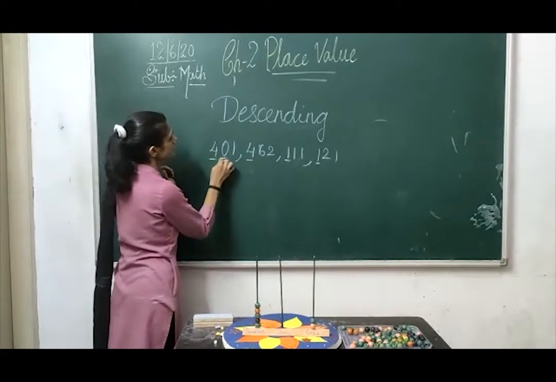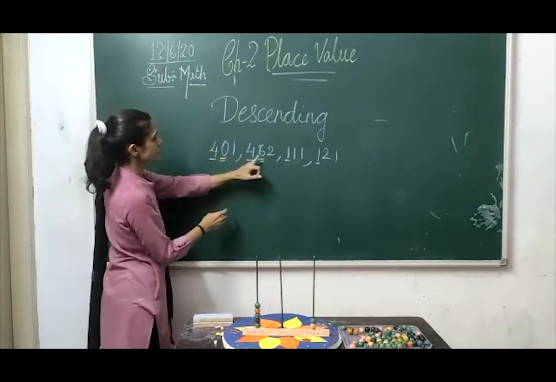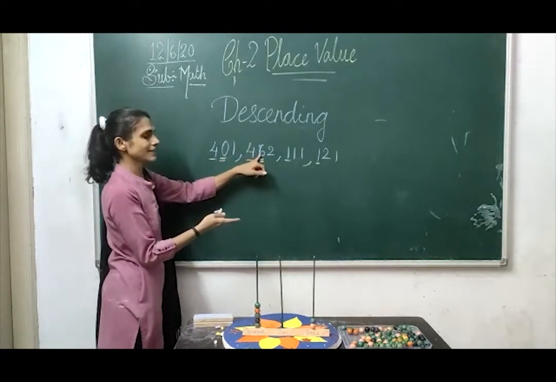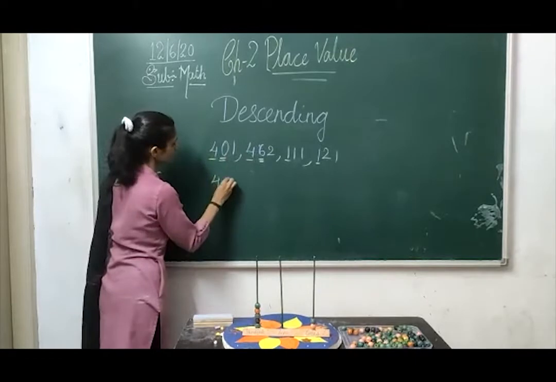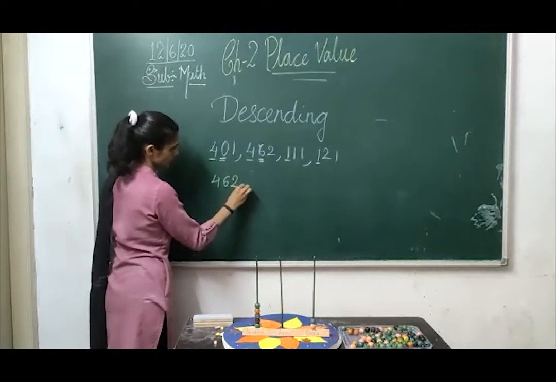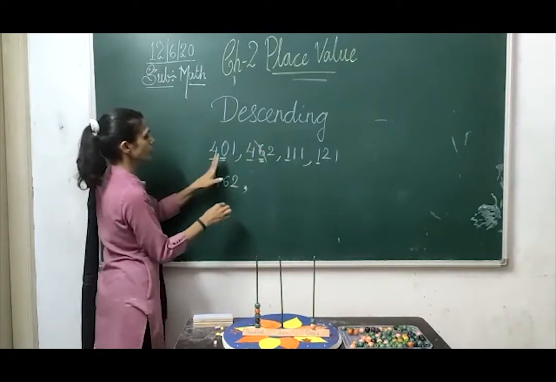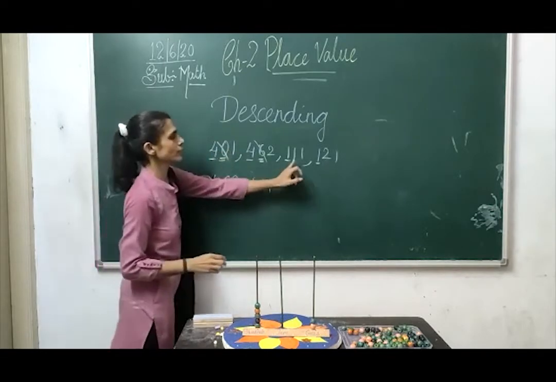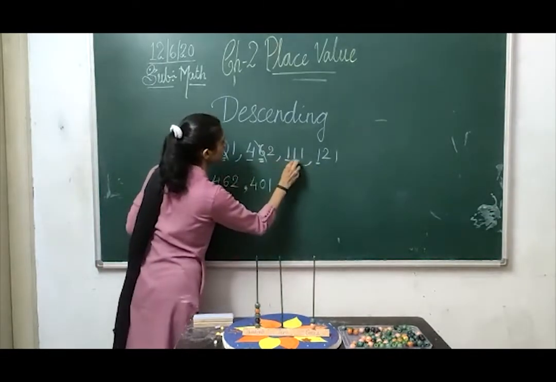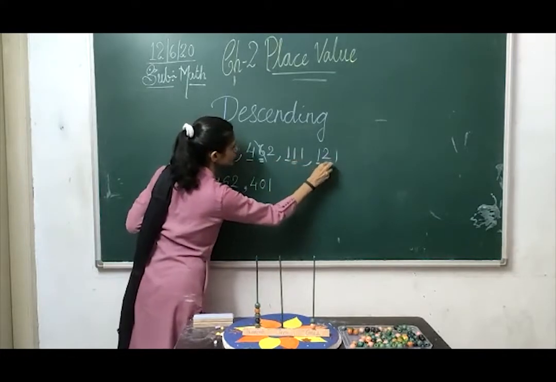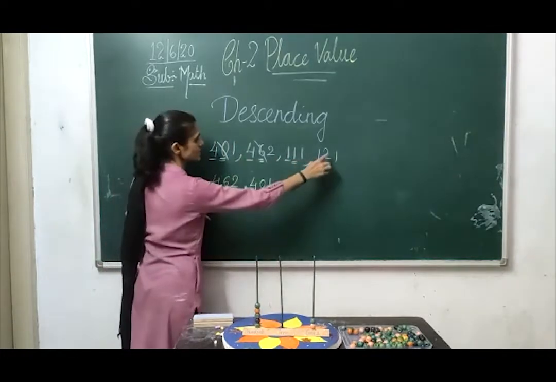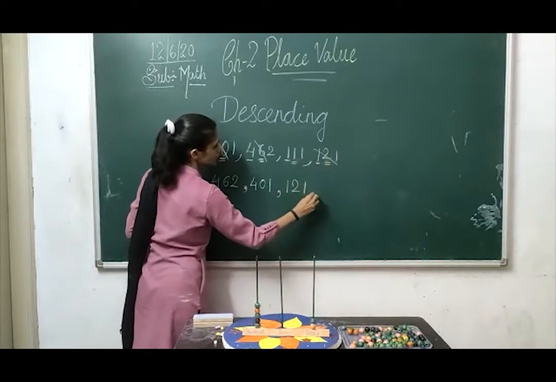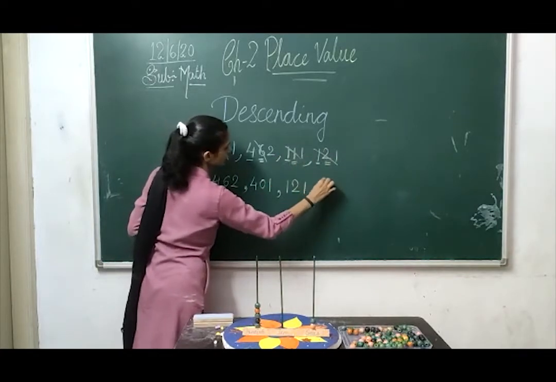Then you have to find the second digit. Here is 6 and here is 0. So what do you have to take? You have to take the greatest number. So greatest is 6. So you have to first write 462. Cut. Now two 1s were there, so you have to look at the tens place. Here is 1, here is 2. So which one is greatest? 2 is greatest. So you have to write 121, correct? And then you have to write 111.